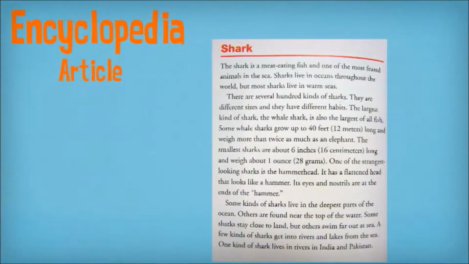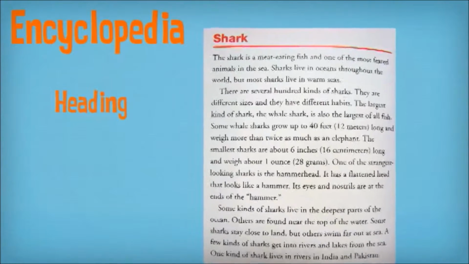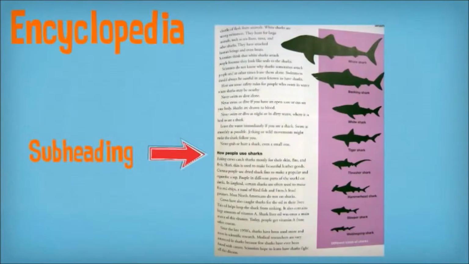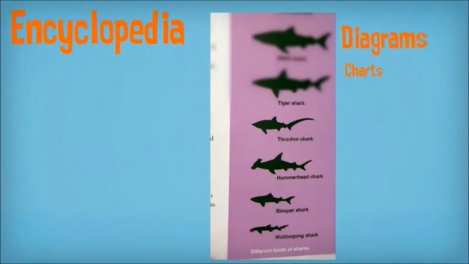Here's an example of an encyclopedia article on sharks. Notice that it has a heading at the top of the article. Throughout the article, it uses subheadings to break it down into smaller chunks. They use diagrams, charts, labels, pictures, and even captions to tell you what they're about.